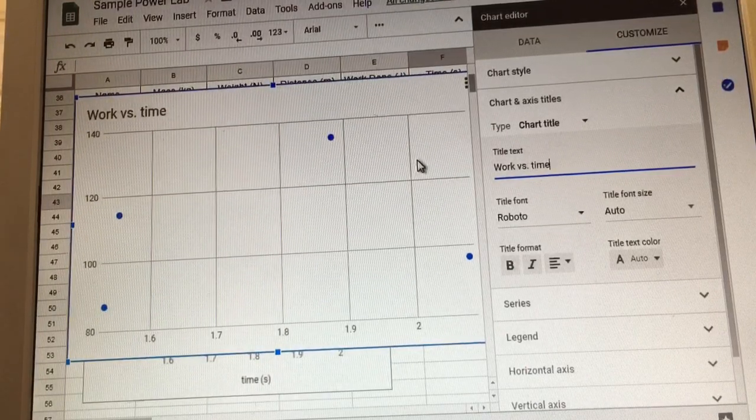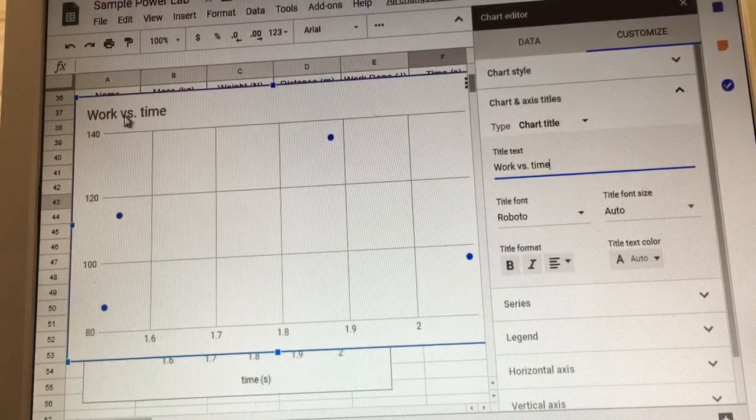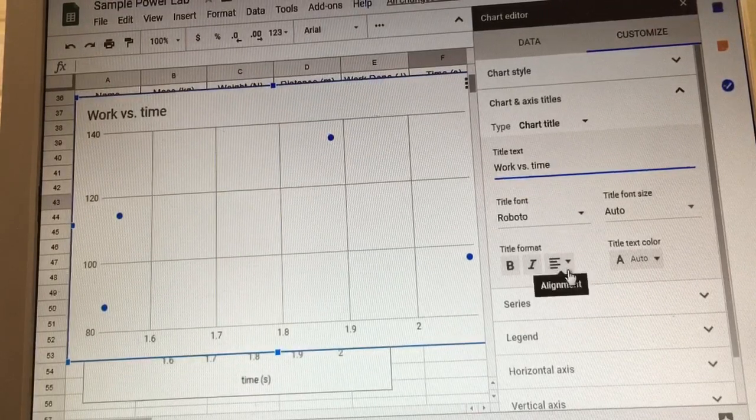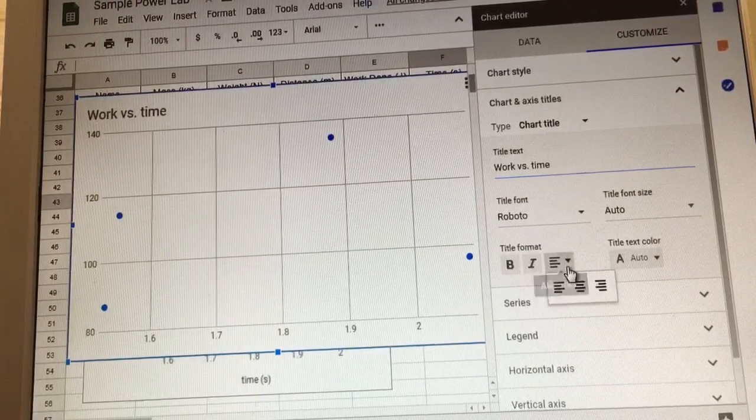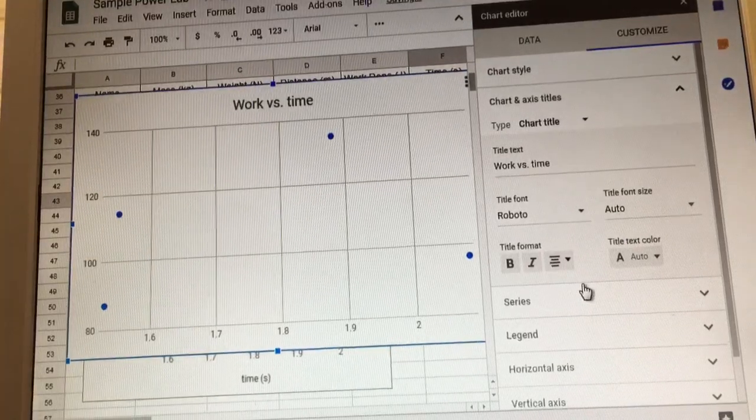And so I can put that in. And oh, look where it put it. All the way on the left. Do you want it all the way on the left? No. Maybe you do, but most folks probably are going to want it where? In the middle. Do you see anything where I can fix that? Probably somewhere in here. Yeah, title format. Good. See how it says the little alignment thing? Click the center one, and boom, there you go. Now it's in the middle.